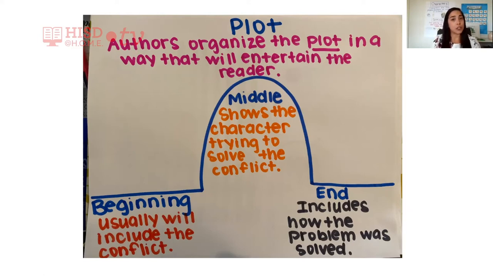So we're first introduced to the character in the beginning, and usually they might have a dilemma, problem, or conflict. In the middle of the story is how the character is working to try to solve that problem. So they go through many obstacles and adventures and ups and downs. And that's why you see on my chart the arc of it going up, because they're chugging along as they're trying to figure out this problem. They're climbing and climbing up a mountain, or they're going up a roller coaster, boys and girls, and they're trying and trying to figure out that problem.